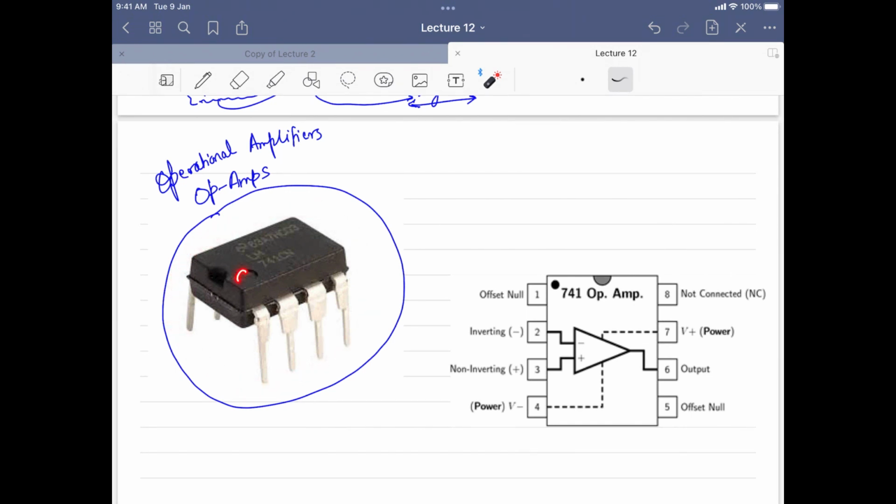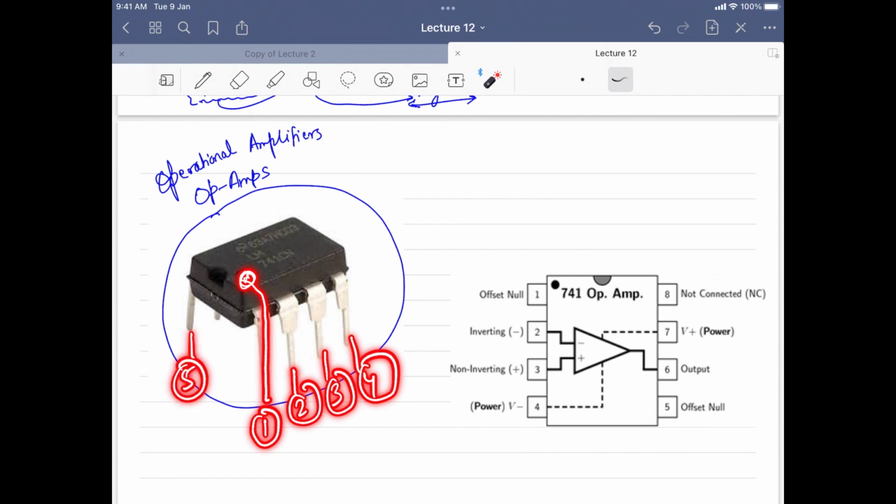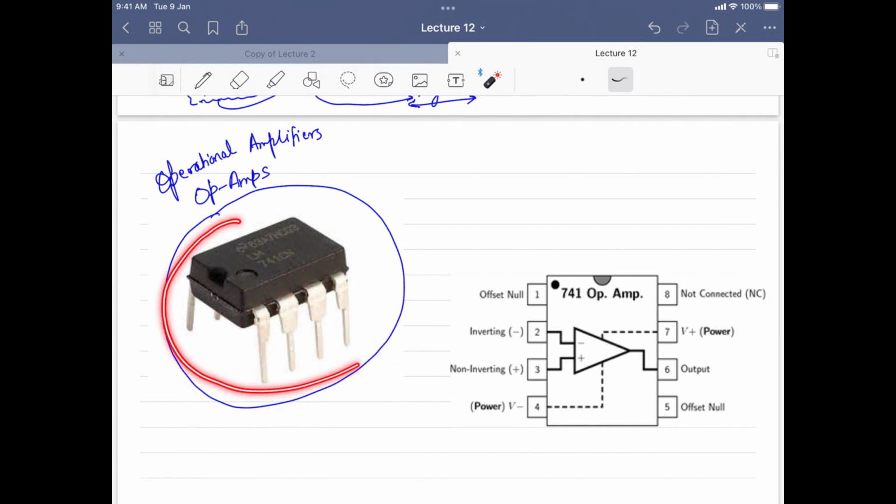And if you see here, there is a notch. This notch, or small circle, denotes where we have to start counting the pins. So we start from this notch. This is the first pin, this is the second pin, this is the third pin, this is the fourth pin, and at the back this is the fifth pin, then sixth pin, and then at the back it will be 7 and 8. So there are 8 pins in this small black integrated chip.